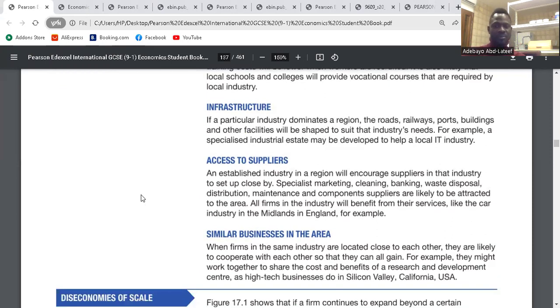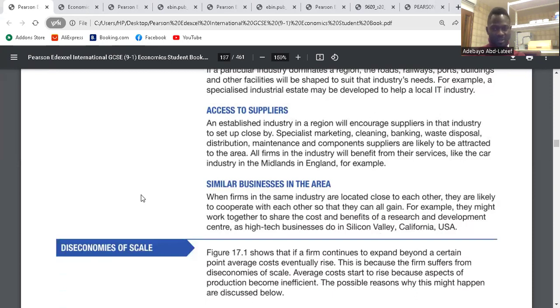The third one, access to suppliers. An established industry in a region will encourage suppliers in that industry to set up close by. Specialist marketing, cleaning, banking, waste disposal, distribution, maintenance, and component suppliers are likely to be attracted to the area. All firms in the industry will benefit from their services. So, access to suppliers. Look at how it works here. Before now, this education industry was not bigger. It was not as big as it is now. Then there was only Cambridge.